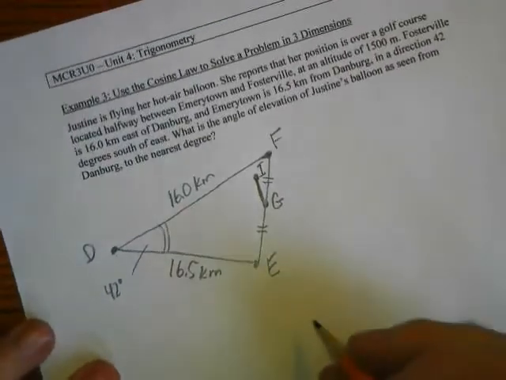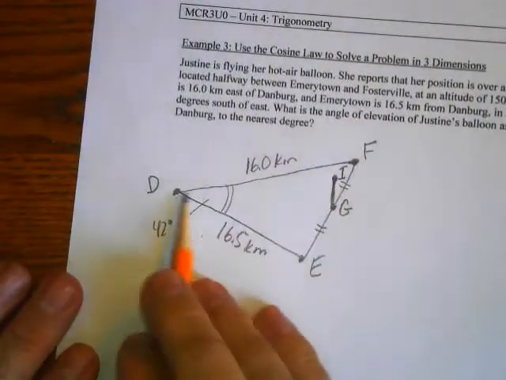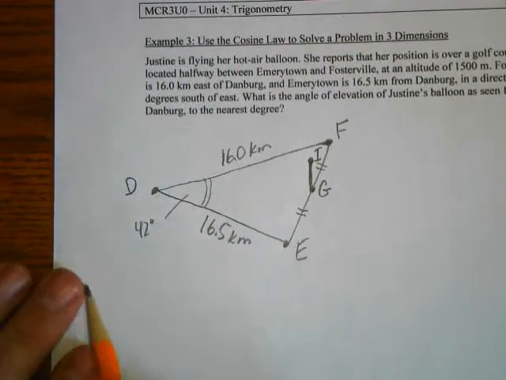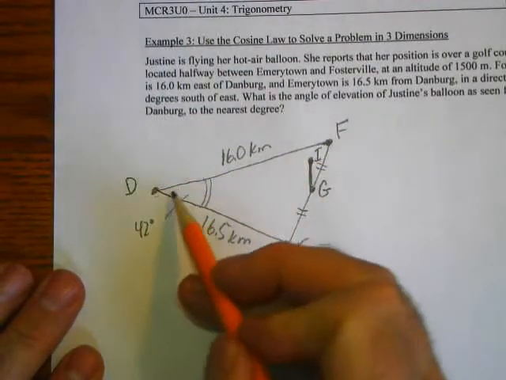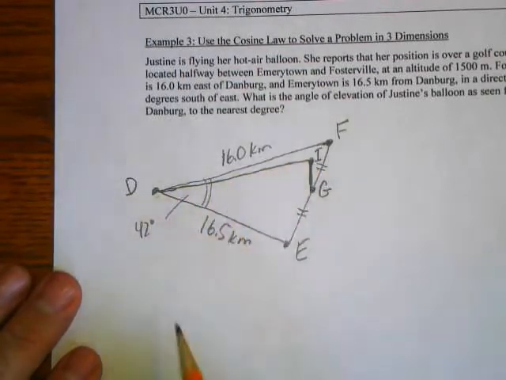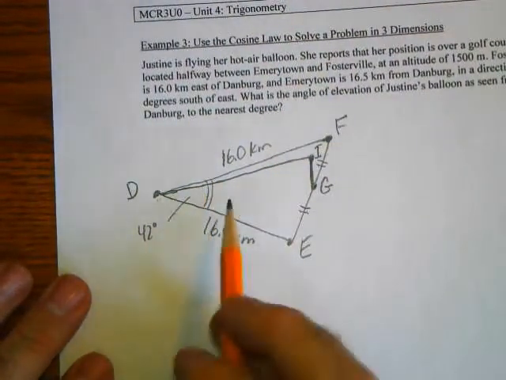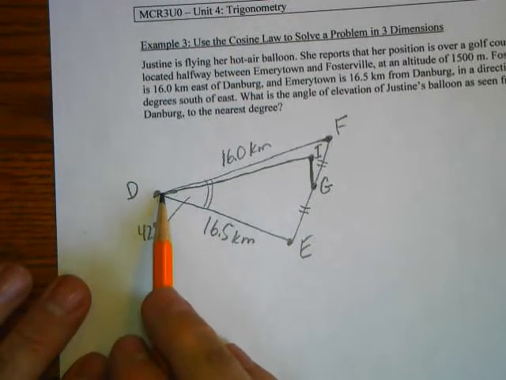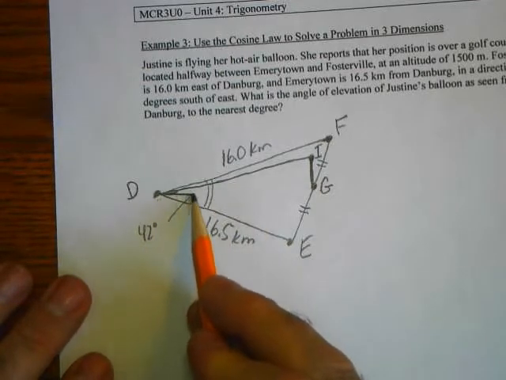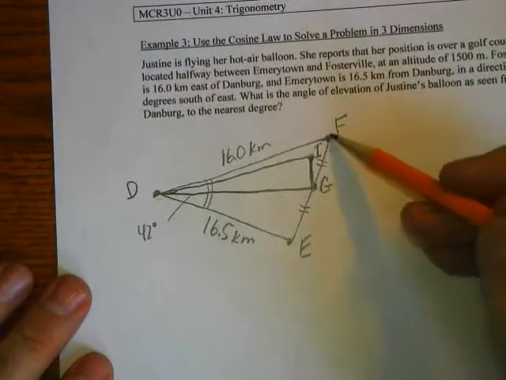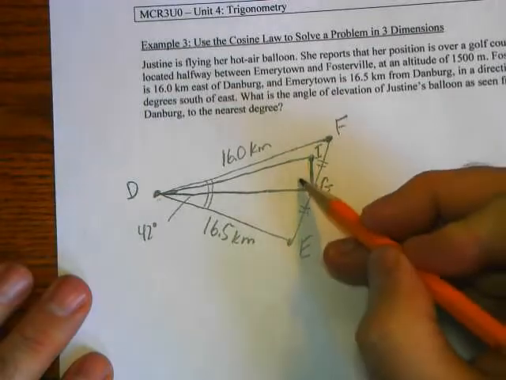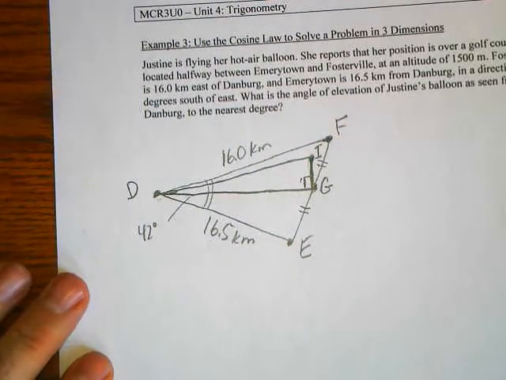So now you could see another triangle forming here. We want the angle of elevation from Danburg to where Justine's balloon is. So, excuse the not totally straight line there, I need to draw a line along the ground from the golf course position to Danburg also. Okay, so you can see that that big triangle there, that's all on the ground, and then this triangle here is a vertical triangle above the ground.